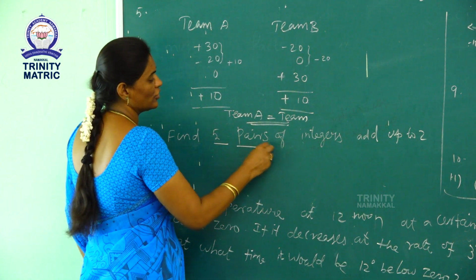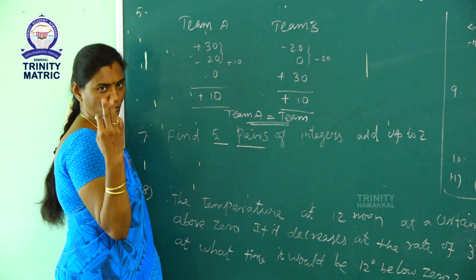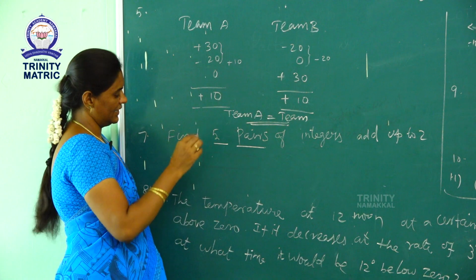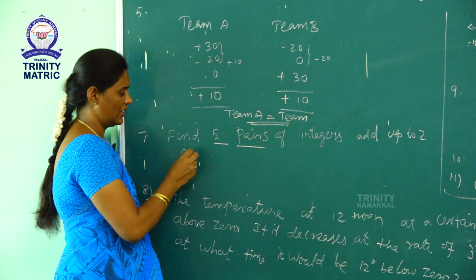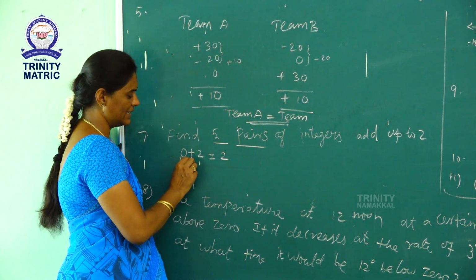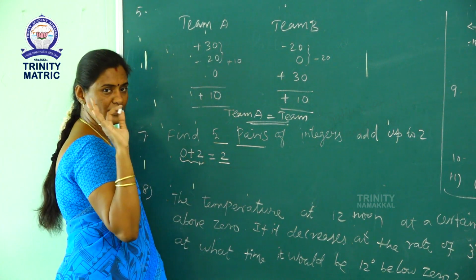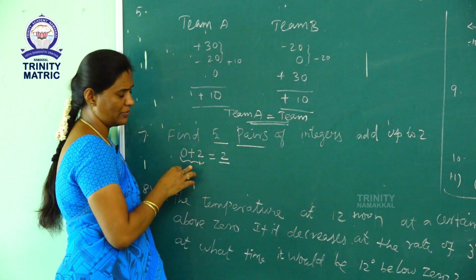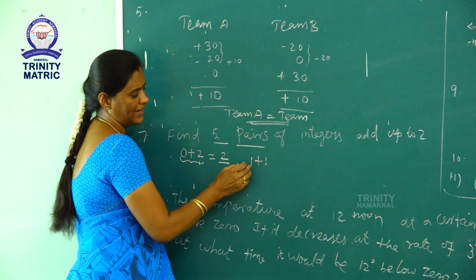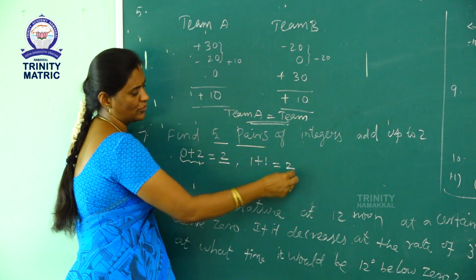Yes, see the 7th sum. Find 5 pairs of integers that add up to 2. Here, pair means 2 integers. When we add 2 integers, the answer is equal to 2. See here, 0 is an integer, 0 plus 2, what is the answer? 2. Now we add this pair, we get the answer 2. For this we write 5 pairs of integers. Here I write one pair, then one more: 1 plus 1. 1 is one integer, another 1 is one integer, and 1 plus 1 is 2.